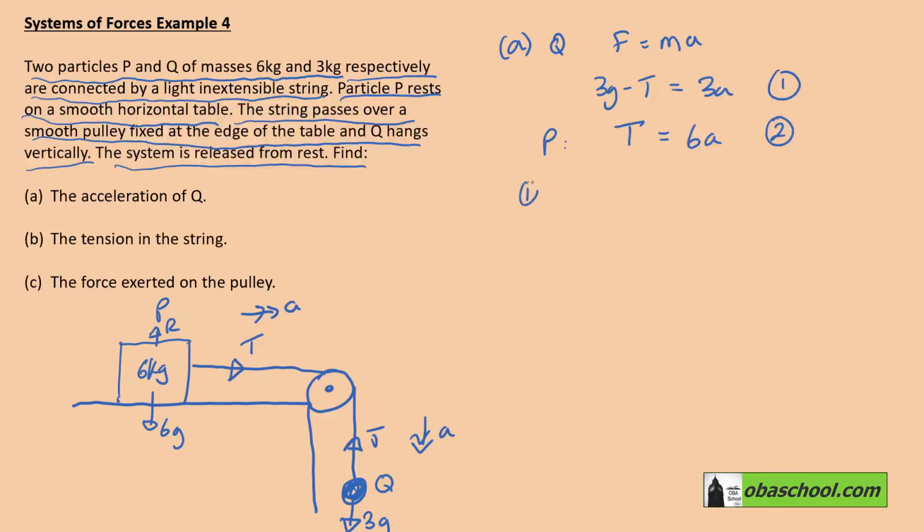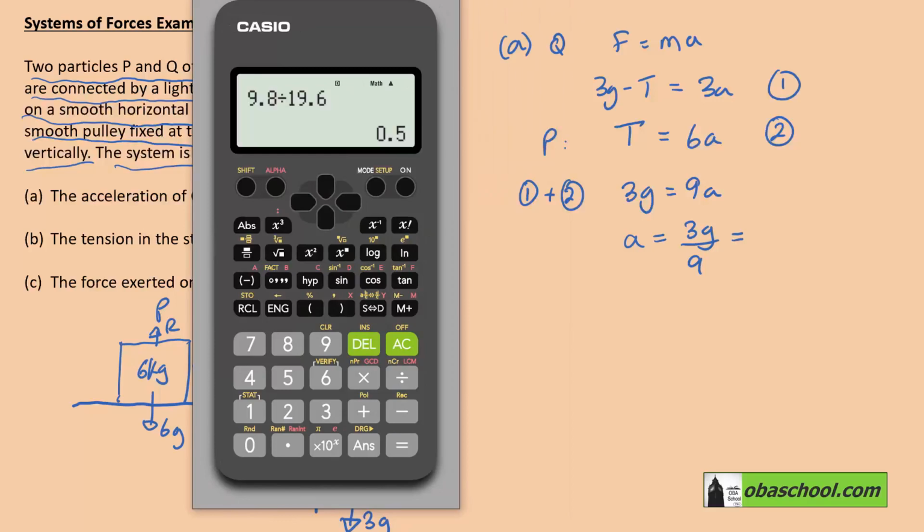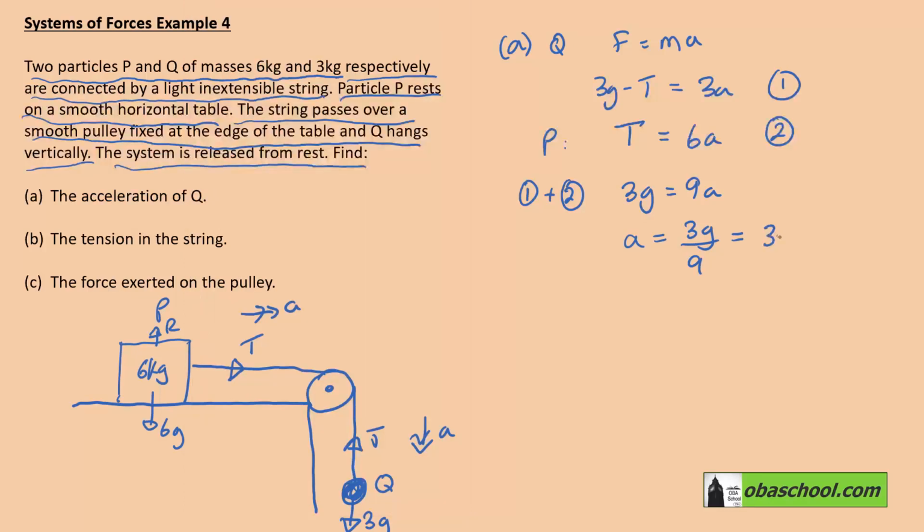If I now do 1 add 2, the T's cancel, I get 3g is 9a, therefore a is equal to 3g over 9, and if we take g is 9.8, so we've got 3 times 9.8 divided by 9 gives us 3.26 recurring meters per second squared.